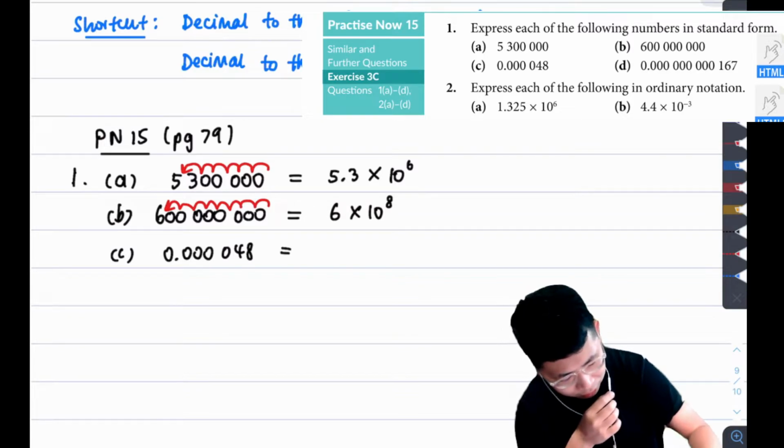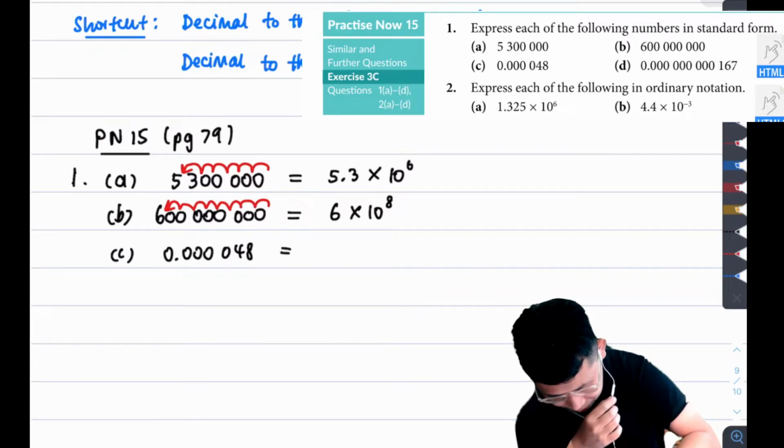Alright, for C we have 0.000048. So how many steps do we need to move our decimal? 1, 2, 3, 4, 5. 5 steps to the right.